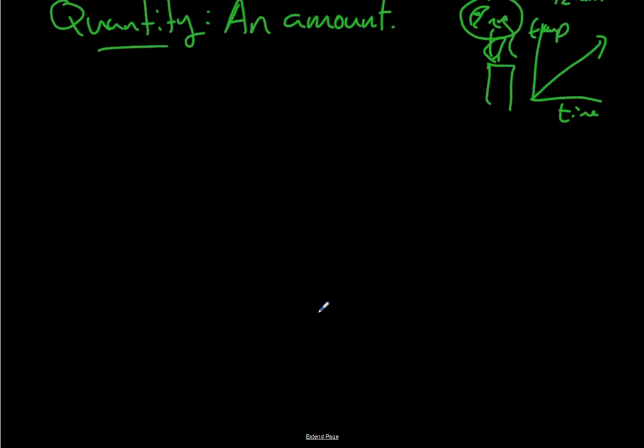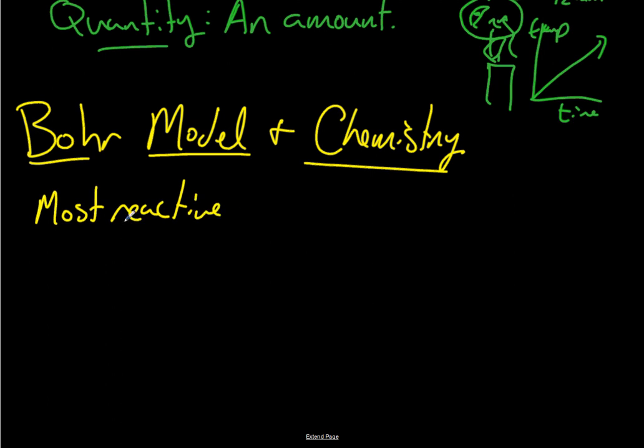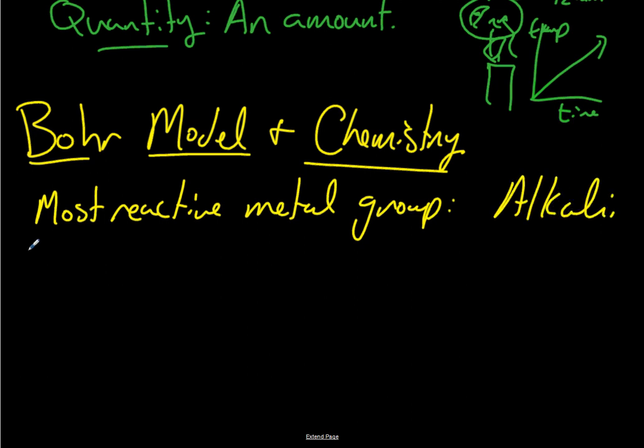Okay? So let's go back to the Bohr model, because we do need to talk about it and how it relates to chemistry. So the Bohr model and chemistry. Now, what is the most reactive metal group on the periodic table? We watched a video about them yesterday. Most reactive metal group. Good. Alkali metals. So let's pick the first two alkali metals, and let's draw the Bohr models for them, and let's talk about what it is about them that gives them a reactive character.